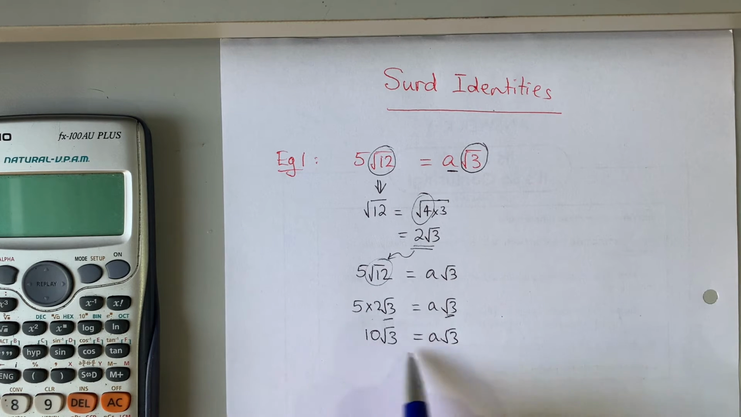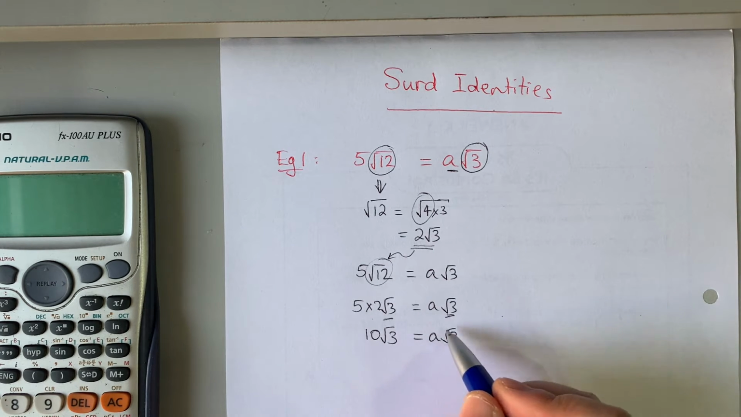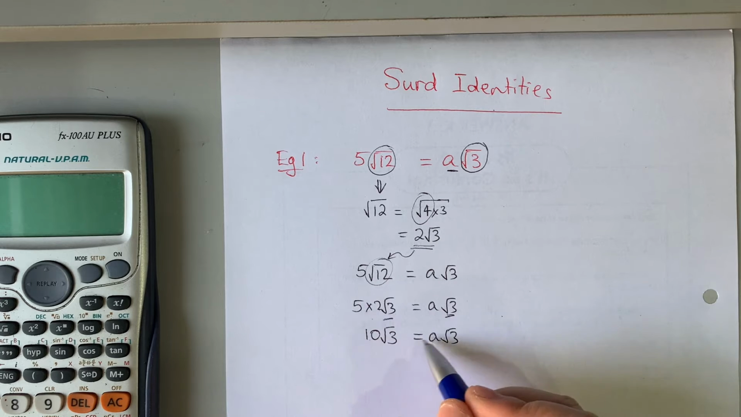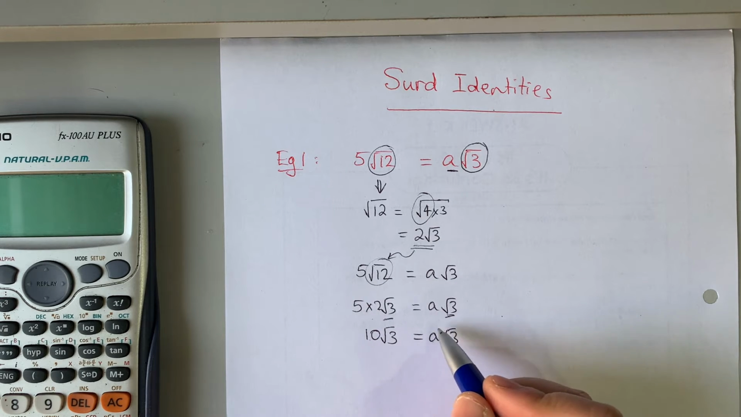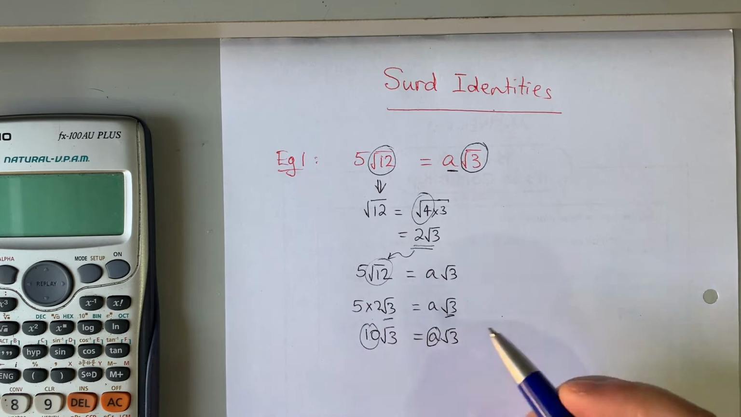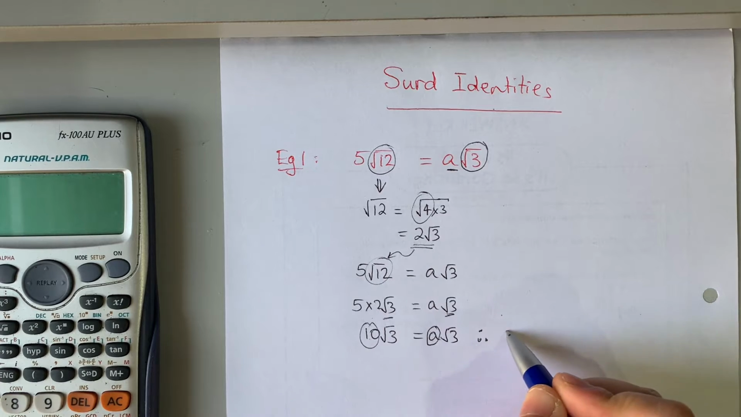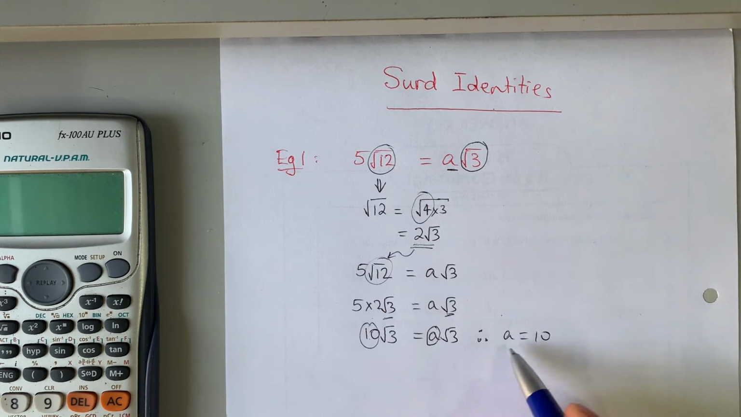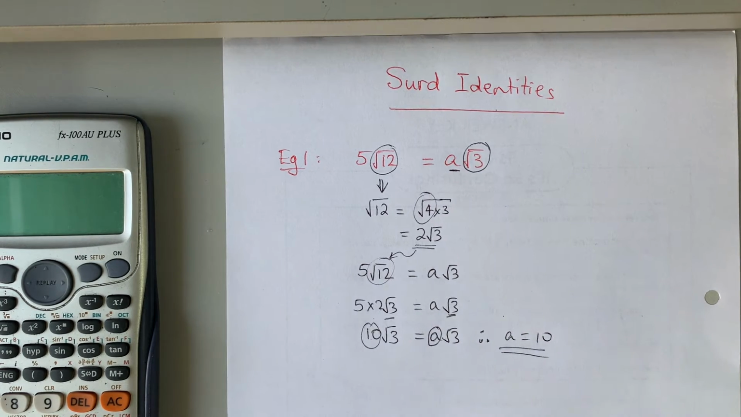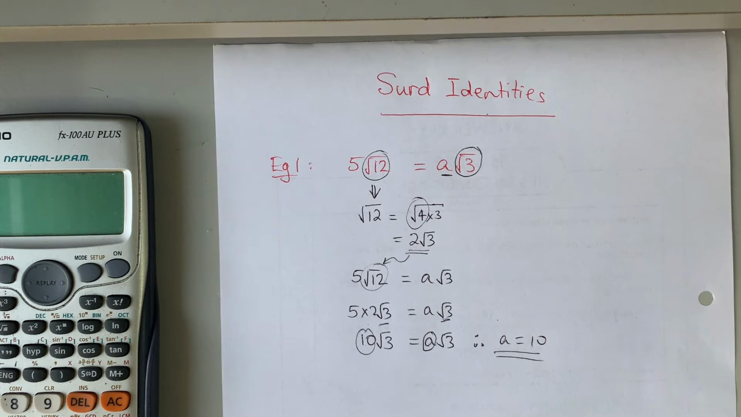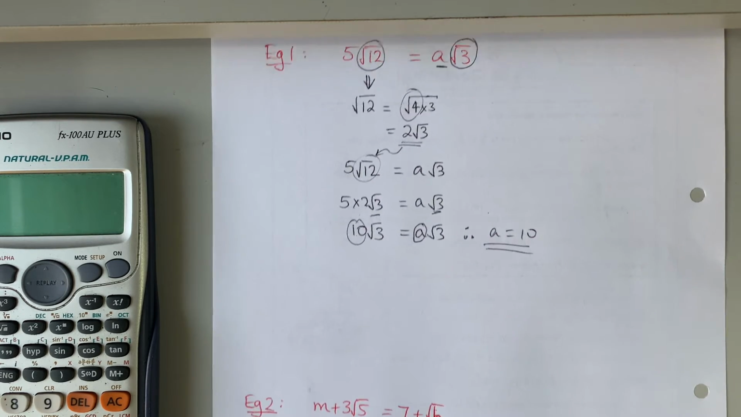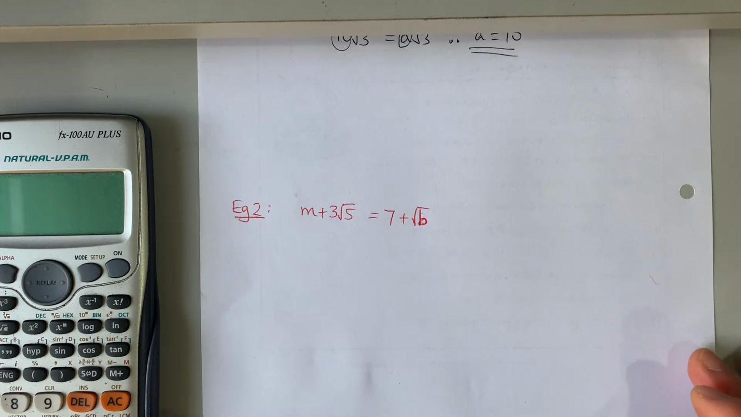So for these two to be equal to each other, the number in front of the root 3 must equal to each other as well. So if you equate those parts, therefore a will be equal to 10. Okay, so that's a simple first example. Now let's get on to another different type.